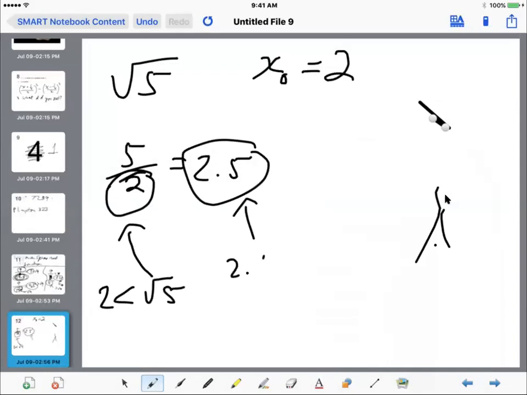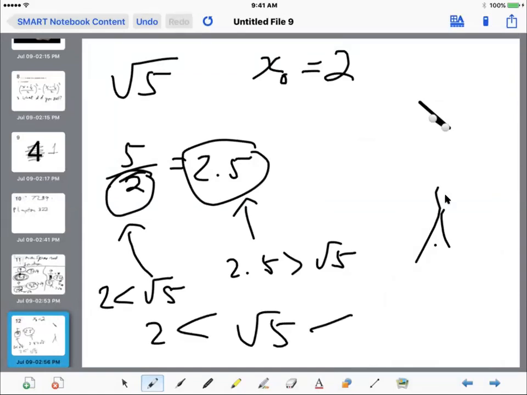and 2.5 is greater than the square root of 5, which lets us say that the square root of 5 is between 2 and 2.5. So not only do we know that 2 is not the square root of 5, but because when we divided by 2 we ended up with something bigger than 2, it meant that 2 was less than the square root of 5 and 2.5 was greater than the square root of 5. So it's somewhere between those two numbers.